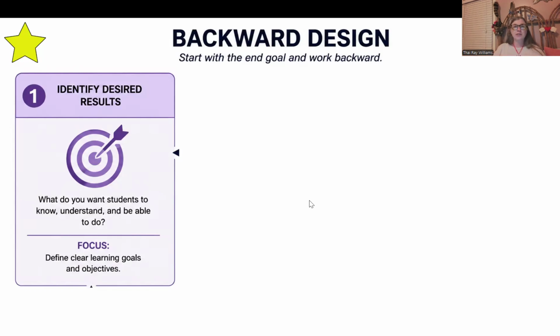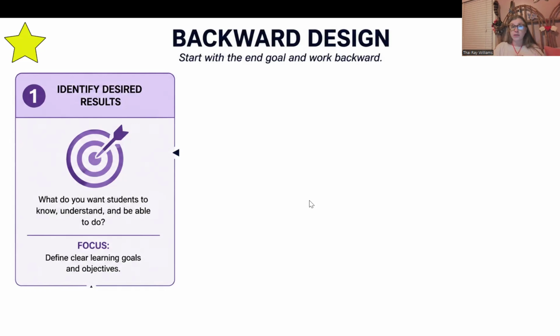And what is backwards design? Well, really, what it means is that you start with your end goal and you work backward from there. So you first decide, what do I want my students to learn? What is that final result that I'm shooting for? You're going to decide, what do you want your students to know, to understand, or to be able to do? And so really you're looking at your learning goals and those objectives here. So this is what I want to end with.